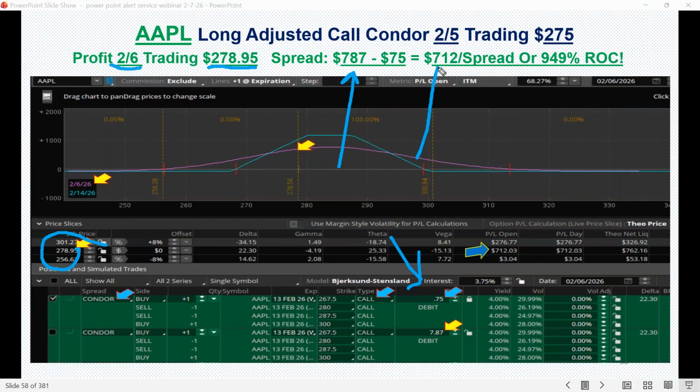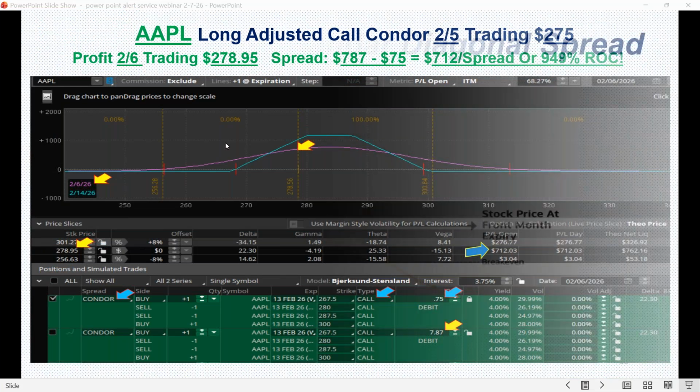So this was up $712 per spread. On that risk of 75, that's a 949% return. All right, so that's kind of what you can be looking forward to with these type of alerts that I send out. So that was a really nice one.